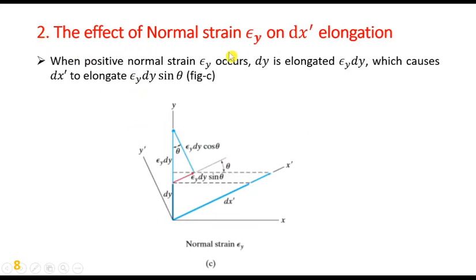Second, the effect of normal strain epsilon y on dx prime elongation. When positive normal strain epsilon y occurs, dy is elongated by this. So this was the original and this is elongated, and this elongation is epsilon y dy according to the definition of normal strain. The component of this along the x prime axis will be this red one, that is epsilon y dy into sine theta. If this angle is theta, it will be the sine component, very easy. So this is shown here.